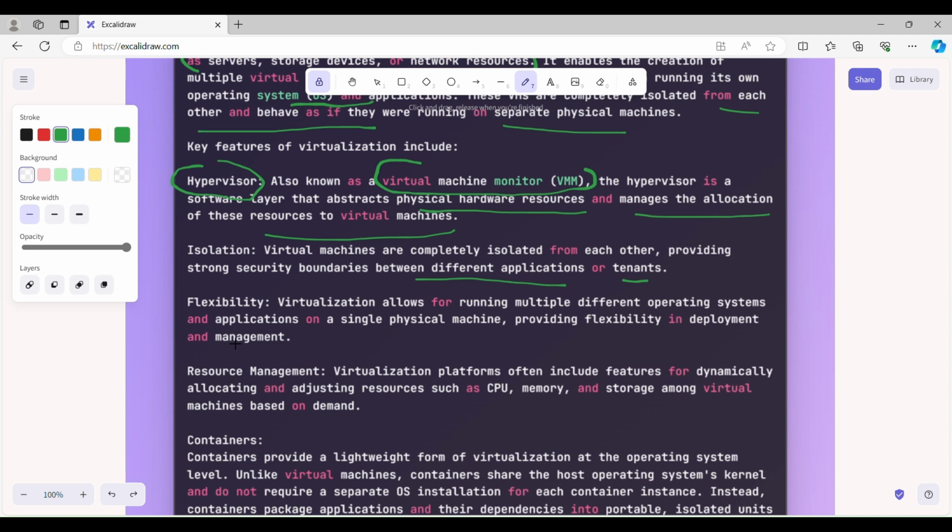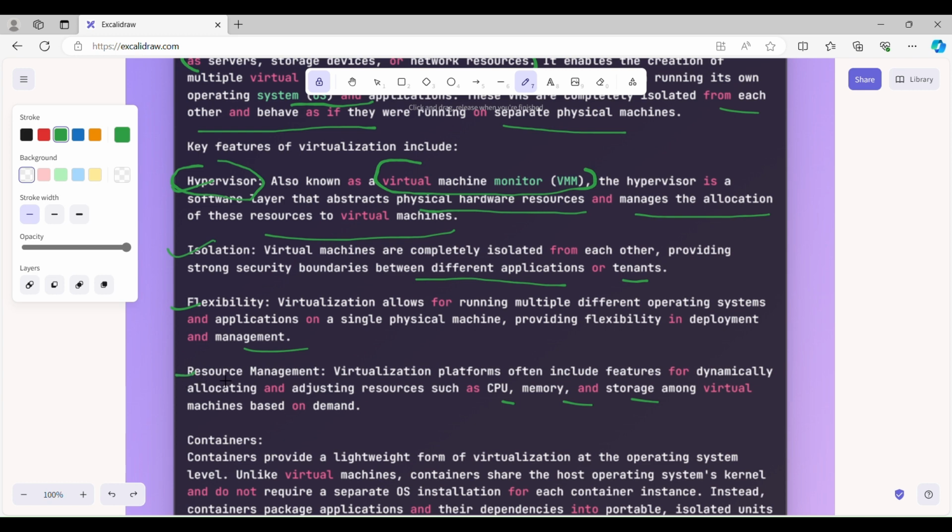Flexibility is also one of the key features of virtualization. Virtualization allows for running multiple different operating systems and applications on a single physical machine, providing flexibility in deployment and management. And one more key feature is resource management. Virtualization platforms often include features for dynamically allocating and adjusting resources such as CPU, memory, and storage among virtual machines based on demand. So these are the key features of virtualization.